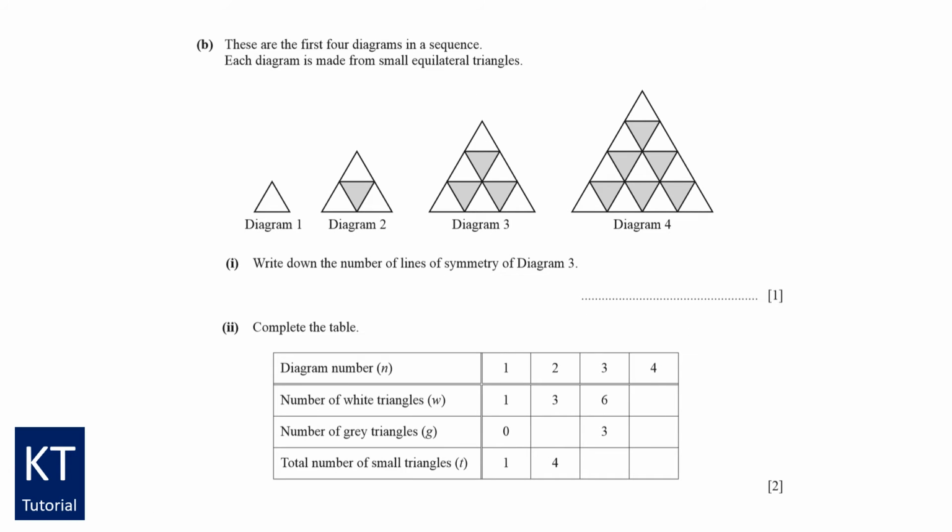Question 6b. These are the first 4 diagrams in a sequence. Each diagram is made from small equilateral triangles. Write down the number of lines of symmetry of diagram 3. It is 3. Next, complete the table. And the table would fill up as follows.